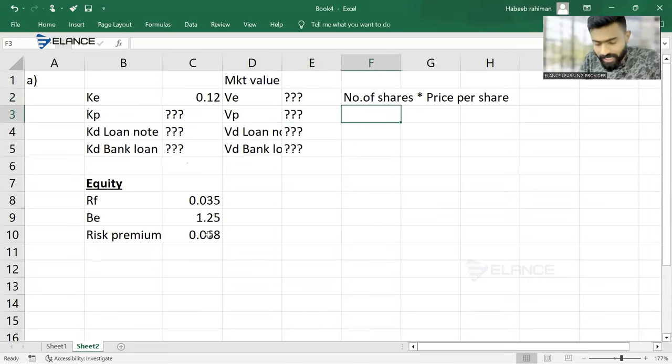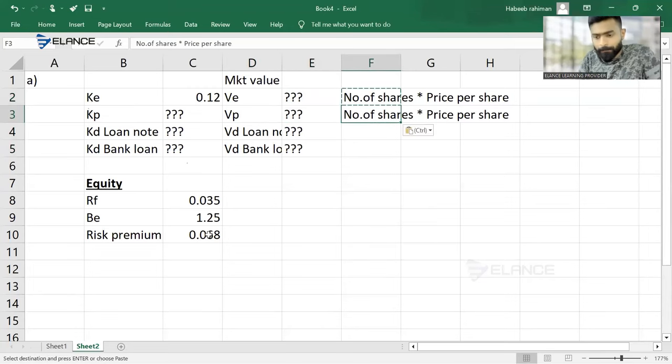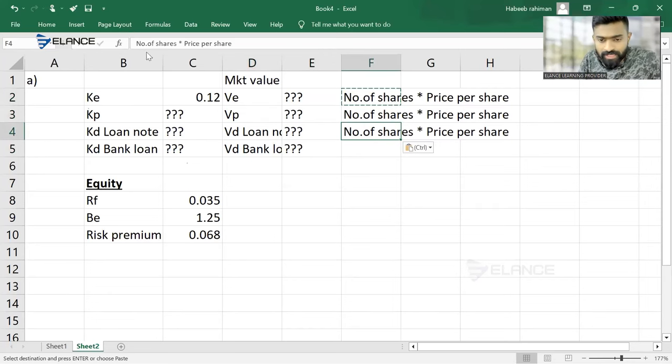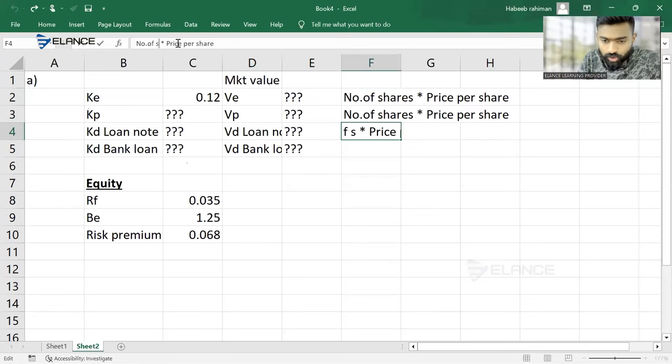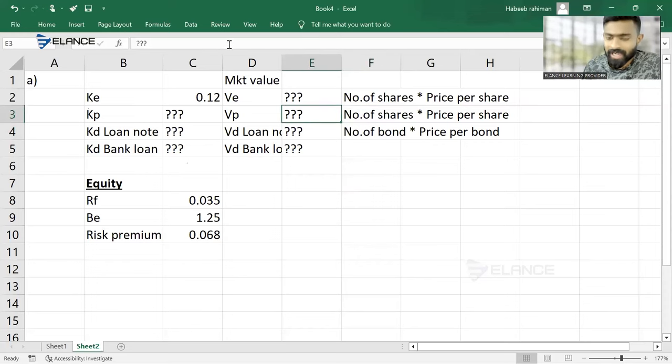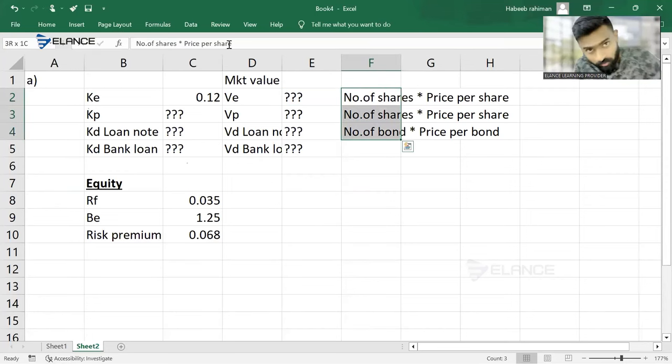Plus value of preference, again number of shares multiplied by price per share. Value of debt or loan note: instead of number of shares, it will be number of bonds or debentures, whatever it is, number of bonds multiplied by price per bond. This is the formula we have to solve to get VE. Now, how to get the initial number of shares or number of bonds?